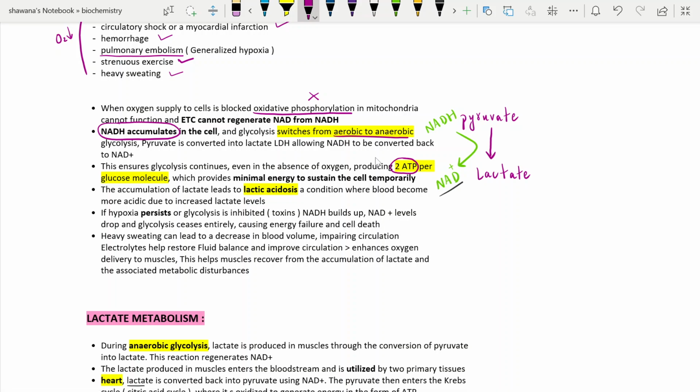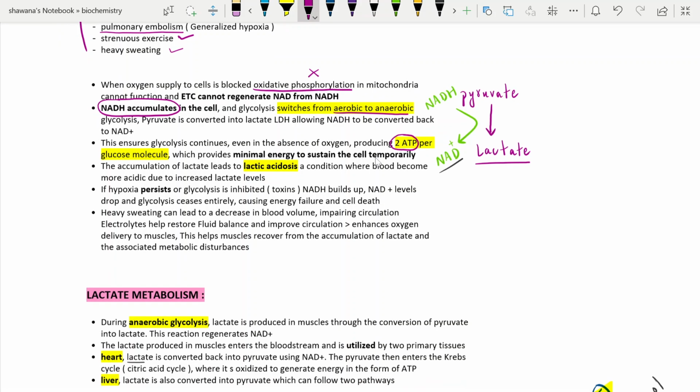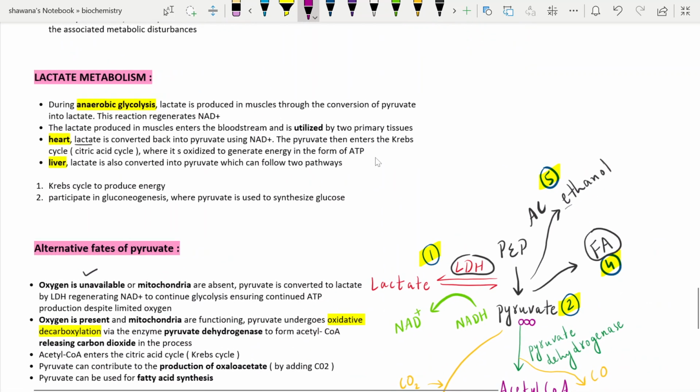But the side effect is that lactate will accumulate inside the body. It will cause lactic acidosis. There is also another term: if hypoxia persists or glycolysis is inhibited by toxins, it can cause energy failure and cell death. What about lactate metabolism?